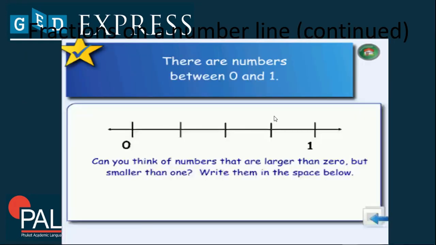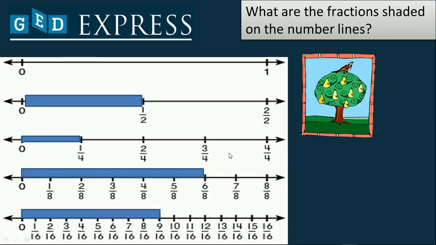So there are numbers between 0 and 1. For example, in this case, 0 and then 1, there are numbers over here that can be best measured by using fraction. So what are the fractions shaded on the number line? Suppose we have here this one. So that would be 1/2, 1/4, 6/8, and also 9 over 16.